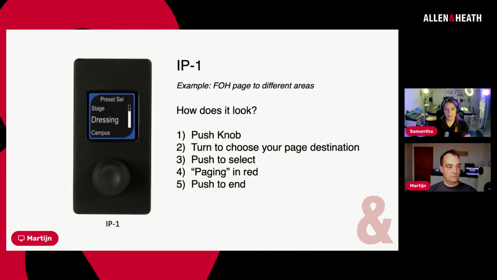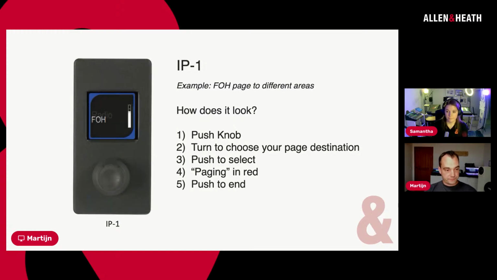So they push the knob, they turn to choose their destination, they push to select, paging shows up in red, and then they can push to end the page as well. And it goes back to that home page, this being the front of house booth in this example. Again, clicking it, they select who they want to page. It tells them they are paging and it's active, and they can end it. Very simple way on an IP controller to automatically do this. And because you can change presets, you can do this for multiple devices or even disable this.